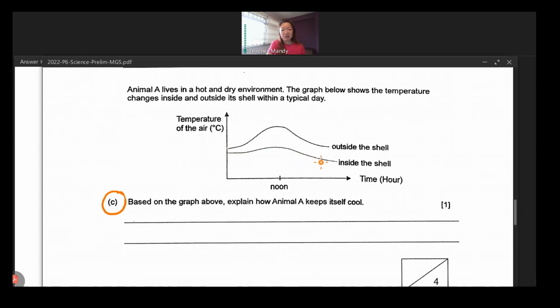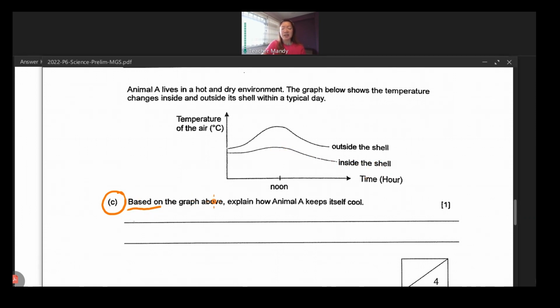Inside the shell, wow, it cools down by almost half. It's quite a lot at noontime. So if outside is about, let's say, 35, inside might be around 20, 25, all right? So it's really cooling to stay inside the shell.